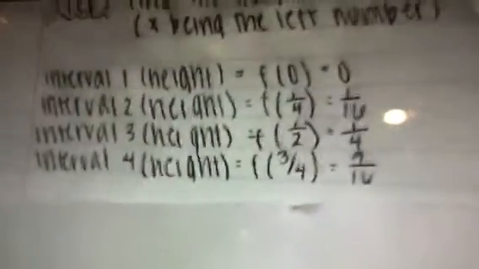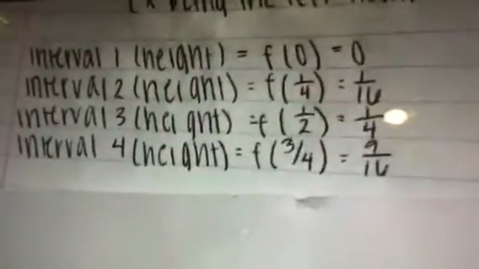Once we plug 0, 1/4, 1/2, and 3/4 into x squared, we get these numbers: 0, 1/16, 1/4, and 9/16. Step 3 is now we multiply those heights by the respective lengths of each subinterval. Those lengths, as we know up here, were all 1/4 because we split this into 4 equal sections. So we take interval 1 and say 1/4 times 0, because 0 is the height and 1/4 is the length.